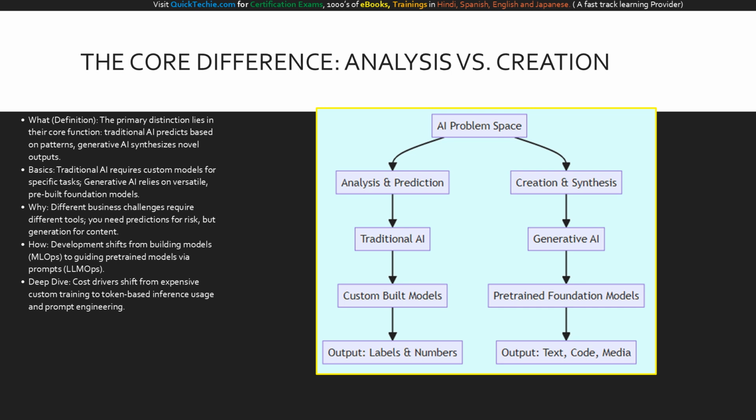Why must leaders understand this? Because you must map the right tool to the right problem. Use traditional AI to predict customer churn, but use generative AI to draft the email attempting to win that customer back. How does this change our workflow?